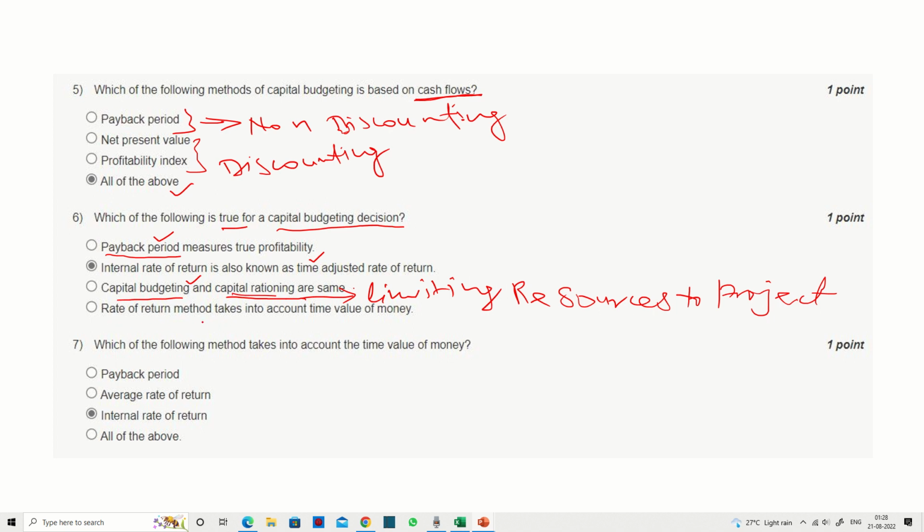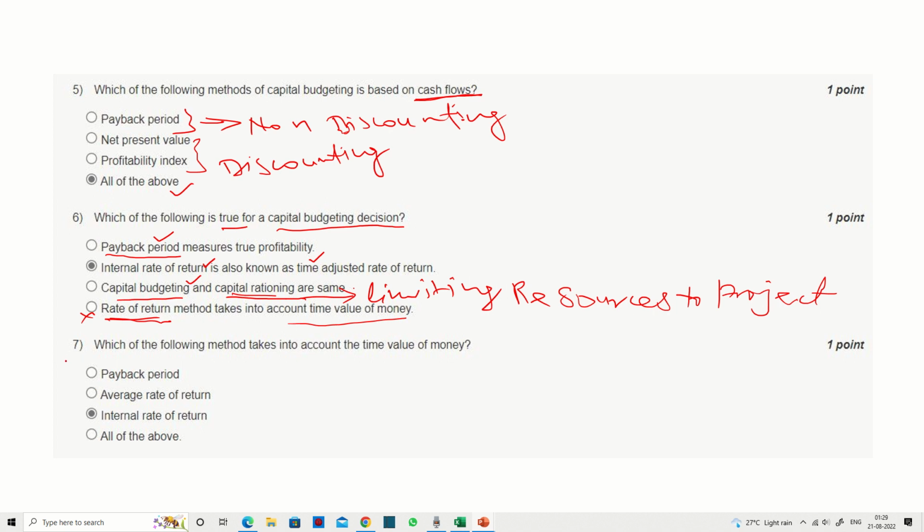Similarly, rate of return method takes into account time value of money. We have two types of rate of returns. One is average rate of return, also known as accounting rate of return, and another is internal rate of return. But here just rate of return is mentioned, so this is also not the correct answer. So the only option left is internal rate of return, also known as time adjusted rate of return, because internal rate of return takes into account discounting cash flow.